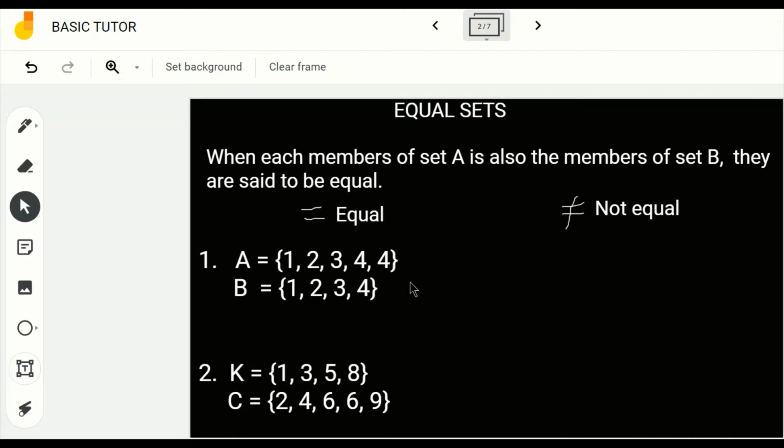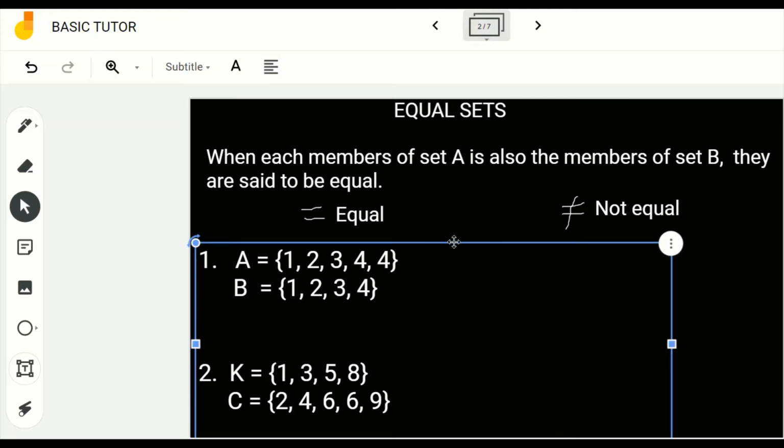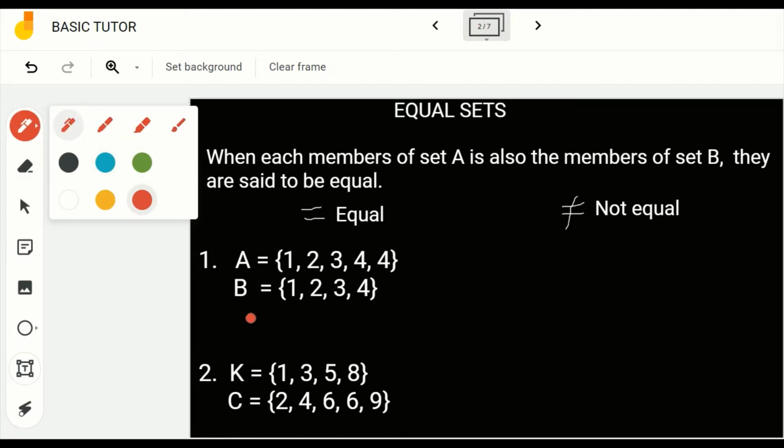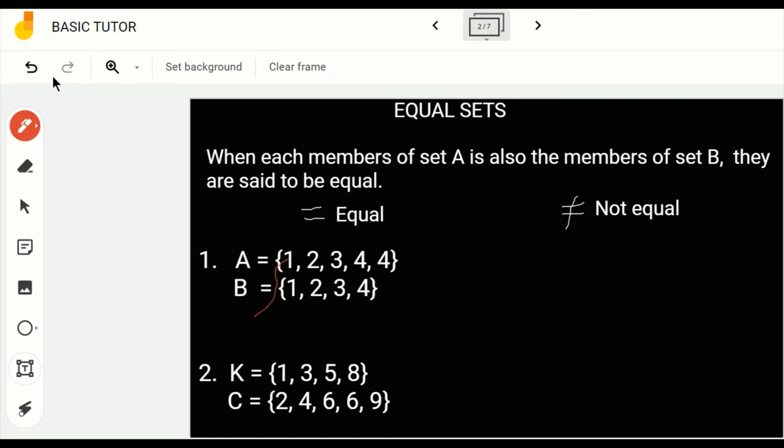All right, so let's check if these sets are equal. Now, set A has members 1, 2, 3, 4, and 4, while the members of set B are 1, 2, 3, 4. So as you can see from these sets, we have 1 in set A, and I have 1 in set B. We have 2 in set A, we have 2 in set B. We have 3 in set A, we have 3 in set B. We have 2 4s in set A.